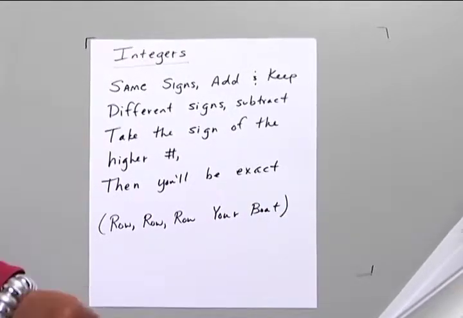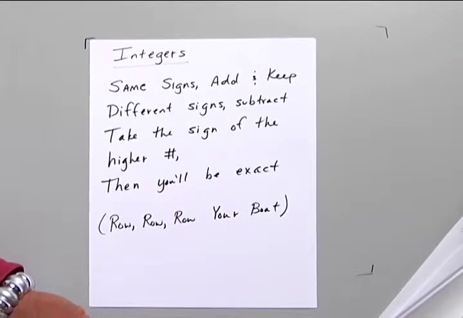So it goes a little bit like this. Same signs, add and keep, different signs, subtract. Take the sign of the higher number, then you'll be exact.